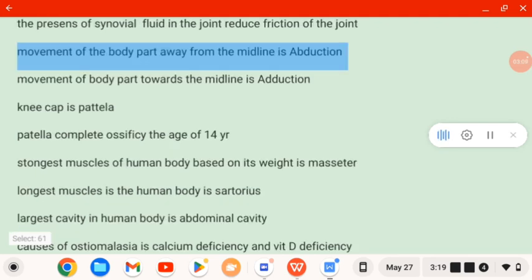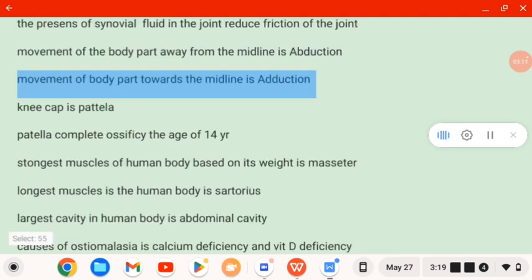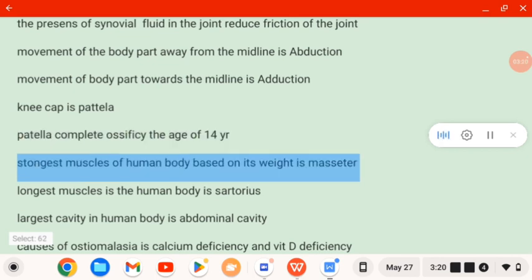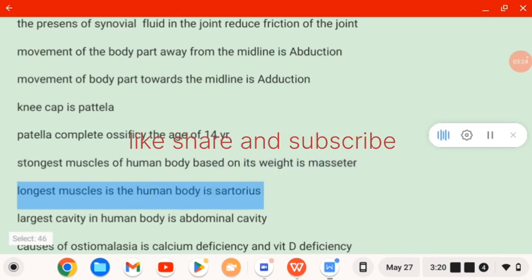Movement of the body part away from the midline is abduction. Movement of body part towards the midline is adduction. Kneecap is patella. Patella completely ossifies at the age of 14 years. Strongest muscle of human body based on its weight is masseter. Longest muscle in the human body is sartorius.